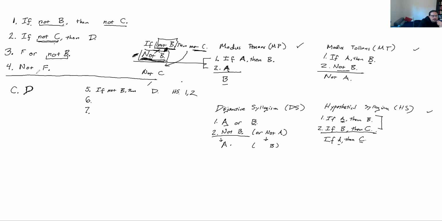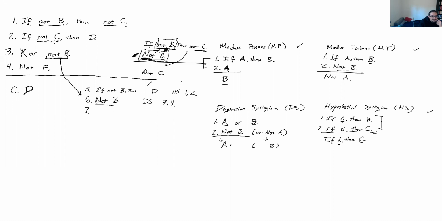Now, we can also look at 3 and 4, where line 4 says it is not the case that F is true. So that denies this part, which affirms this part. So we're going to take this and bring it down here. This gives us not B, and that comes from disjunctive syllogism 3 and 4, right?